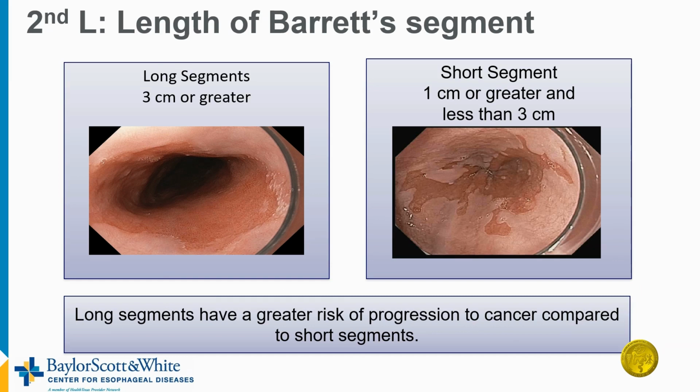The second L is length. We know that longer segments, those that are 3 centimeters or greater, have a greater risk of progression to cancer compared to those that are short segment, those that are 1 centimeter or greater but less than 3 centimeters.